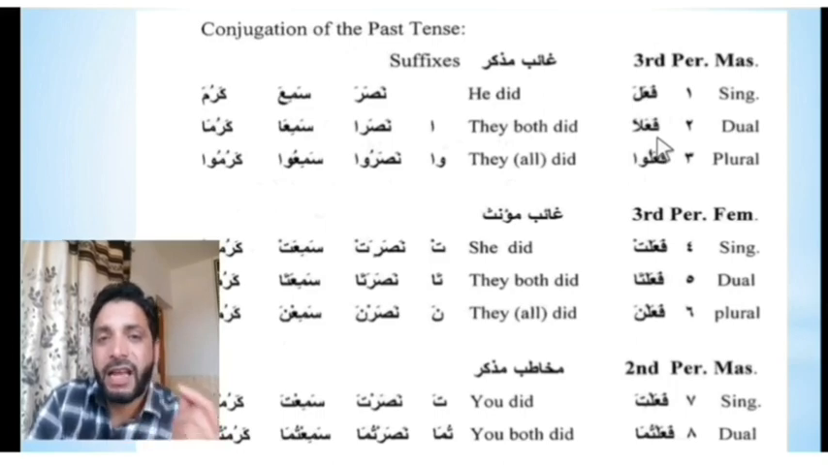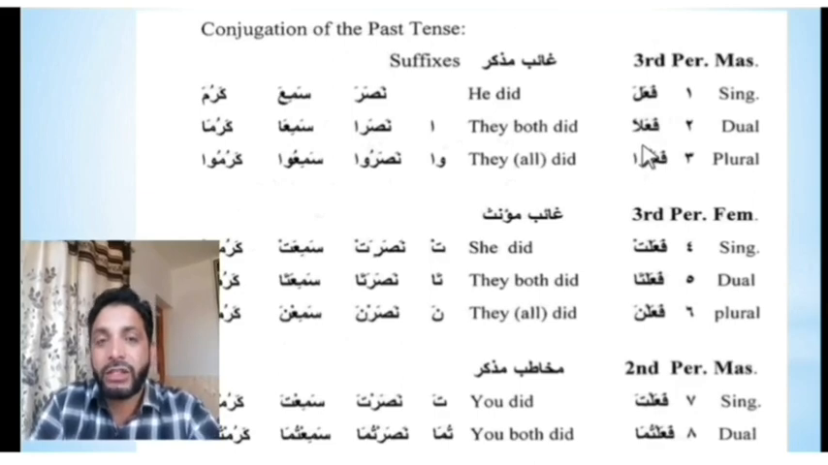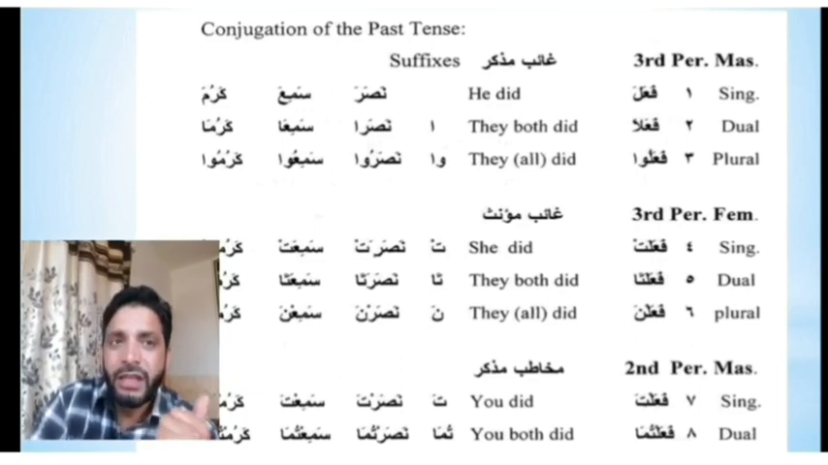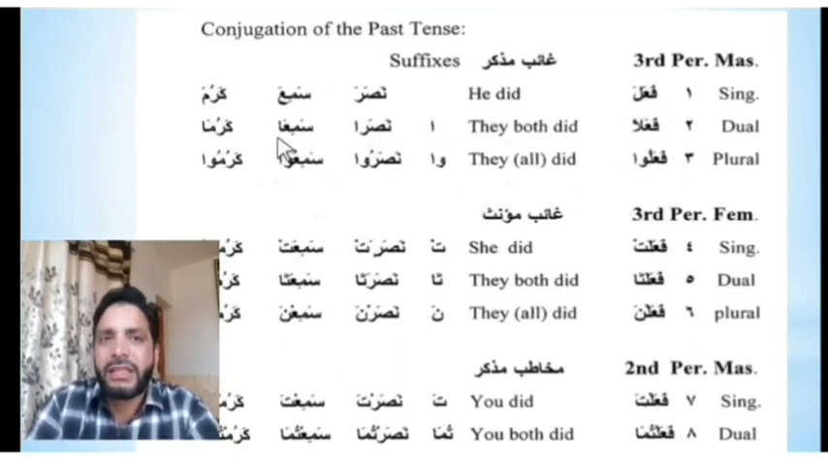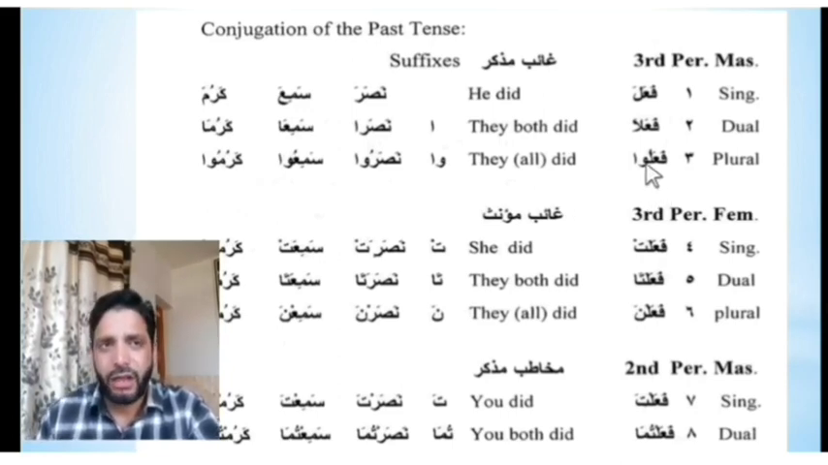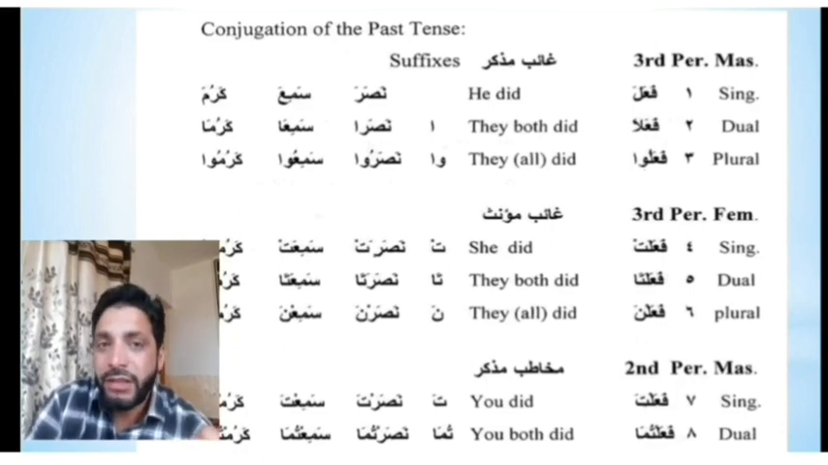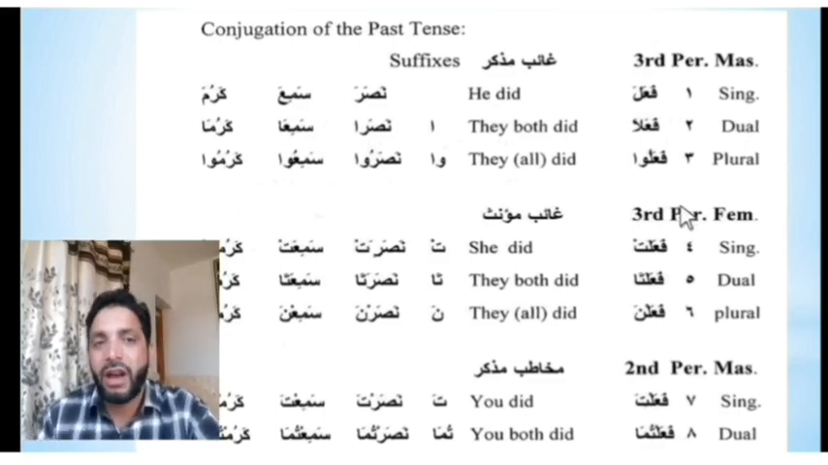The second form is fa'ala. We added alif at the end and it became fa'ala. Now it's not singular, it's now dual, masculine, third person. Fa'ala means they two did. And the example is nasara, sami'a, qaruma. The third is fa'alu. We see waw and alif added to fa'ala, it became fa'alu. Now it is al-jam', al-mudhakkar, al-gha'ib. Al-jam' means plural, al-mudhakkar means masculine, gha'ib means third person. So fa'alu means they all did.